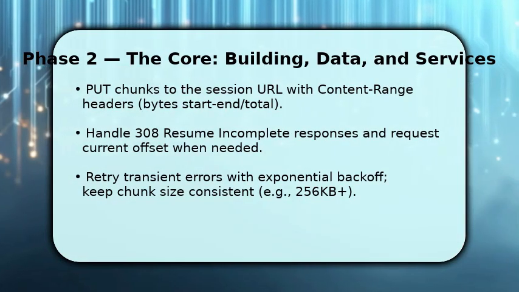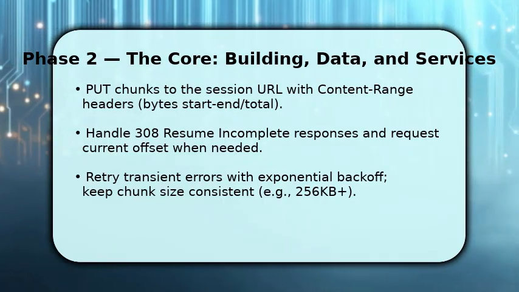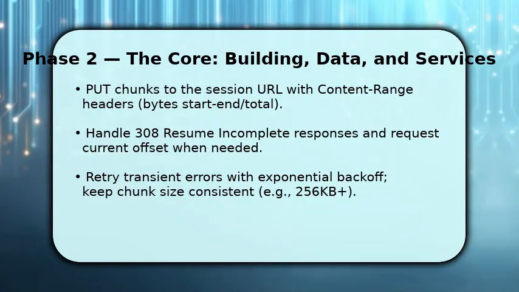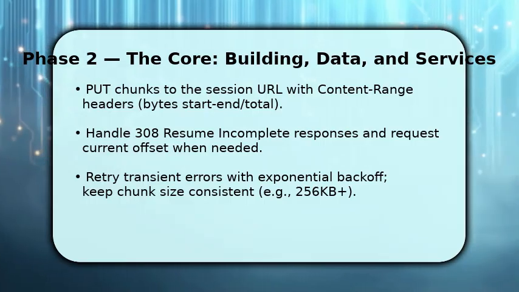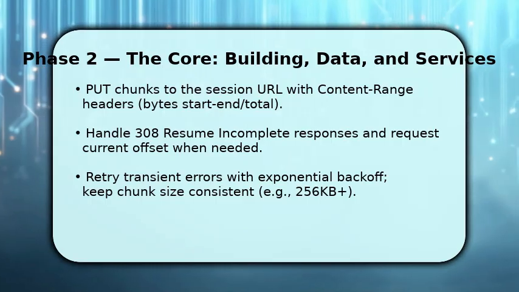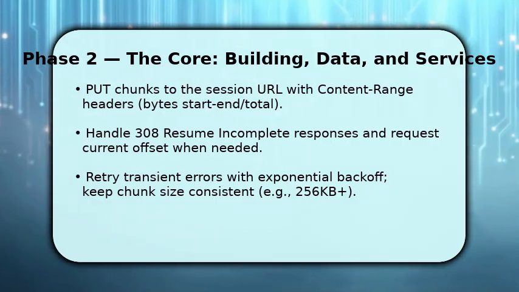You will send file bytes to the session URL using PUT requests and precise Content-Range headers because the server needs offsets to reassemble the file. Start with a reasonable chunk size, 256 KB or larger, and maintain it. When the server replies 308, query the upload status to learn the next offset, then resume from there.